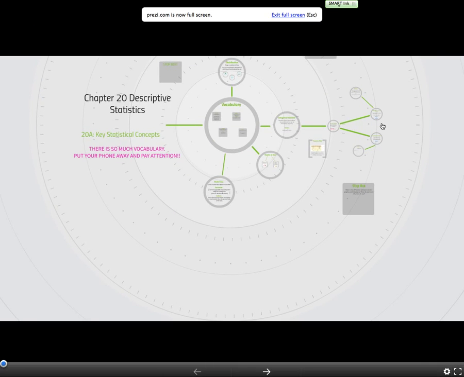Alright, so ladies and gentlemen, as I previously mentioned, we are jumping into stats. Chapter 20 is called Descriptive Statistics. What do you guys think Descriptive Statistics is about? Exactly right. So we are going to learn about how we can display the data. So we're going to look at different graphs and charts that we can use, a few different types of those.